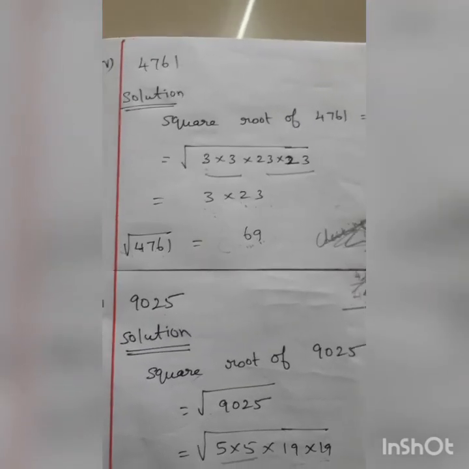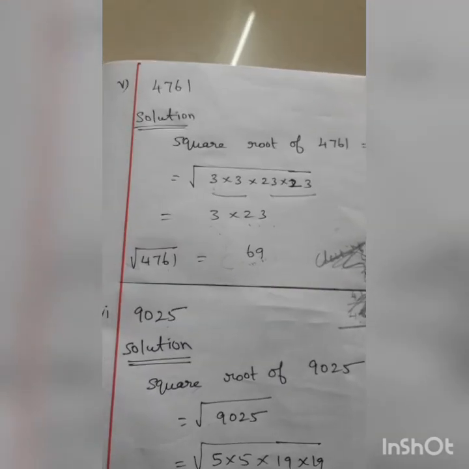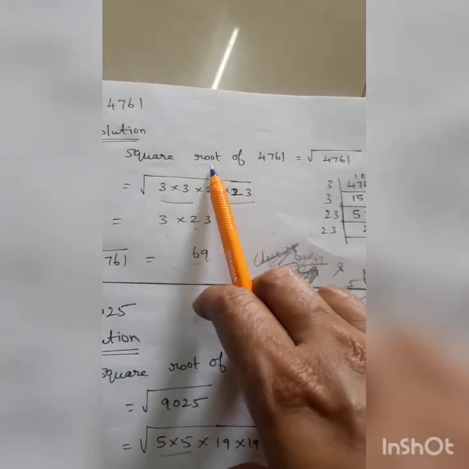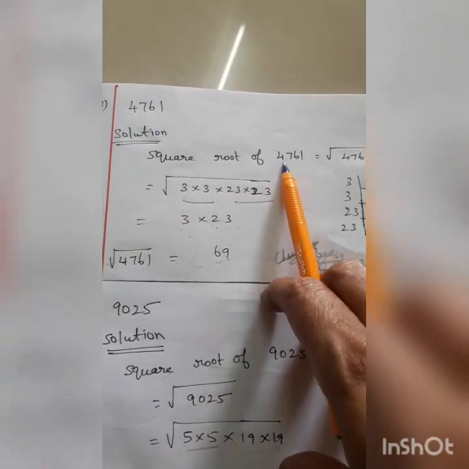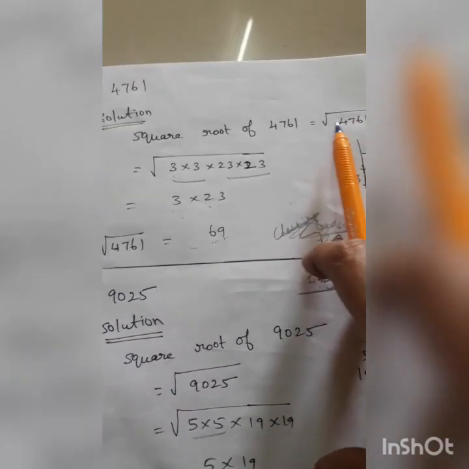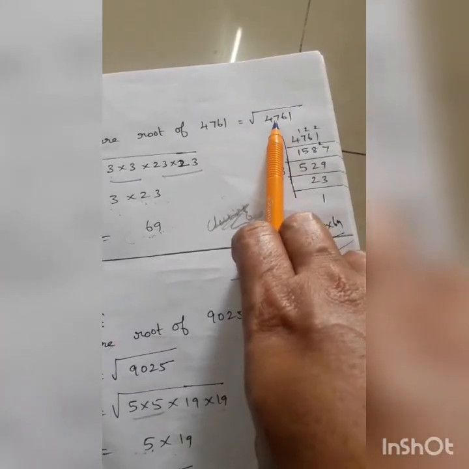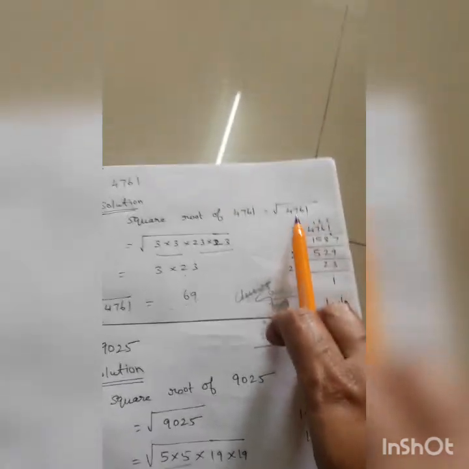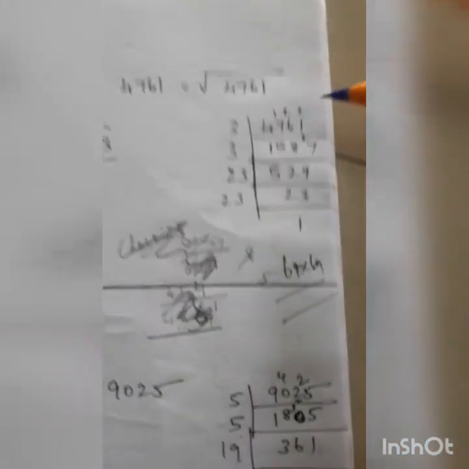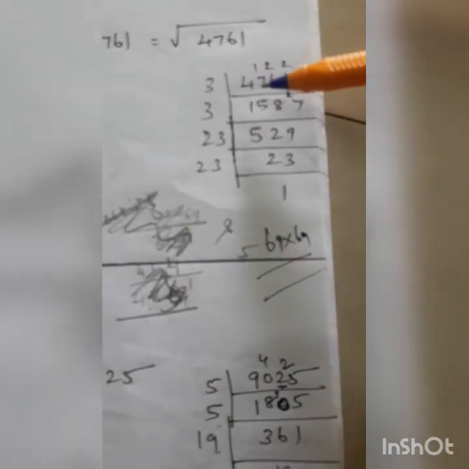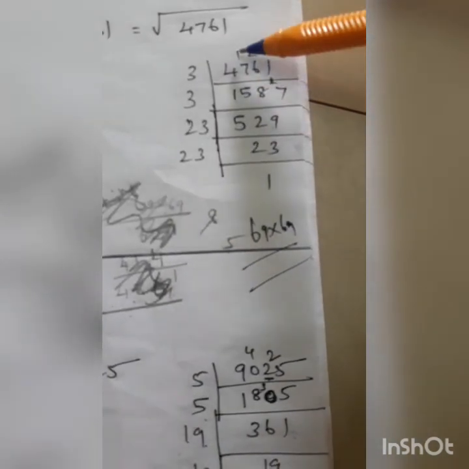4761, is it a perfect square or not a perfect square? Do it in the division, LCM method. Square root of 4761 is equal to the square root symbol, right, and this number goes inside the square root, right. 4761. This one do in the LCM method. One is finished, you select the third table first. 1 3 is 3, remaining 1.